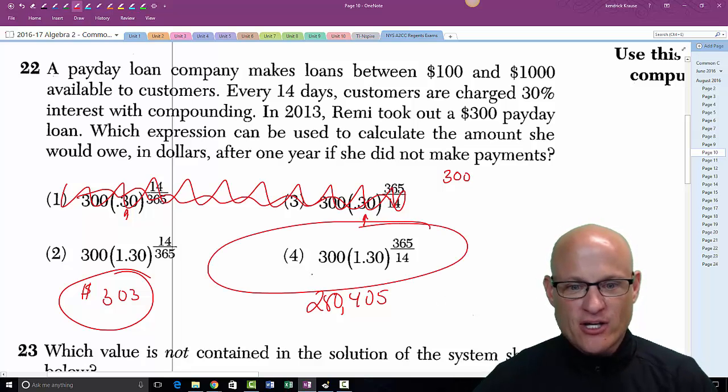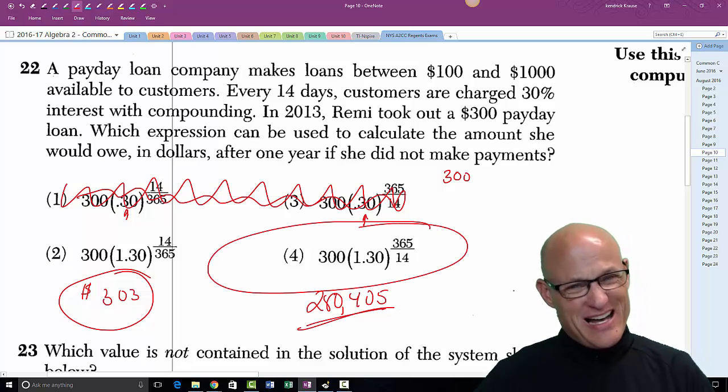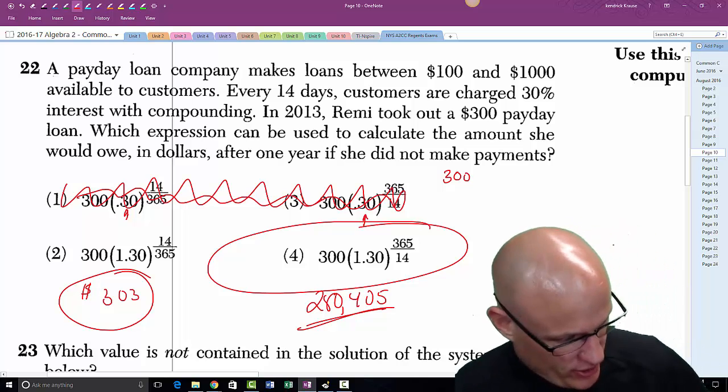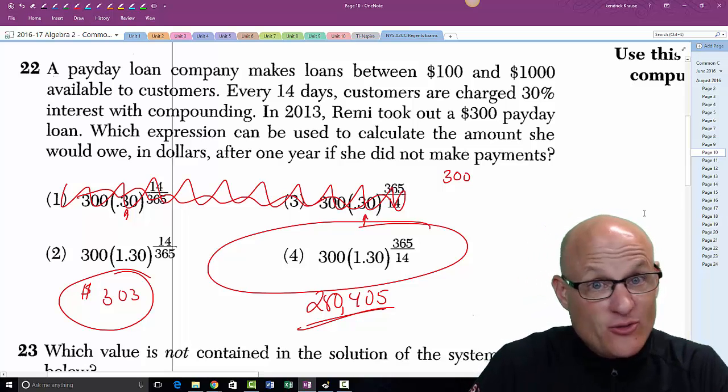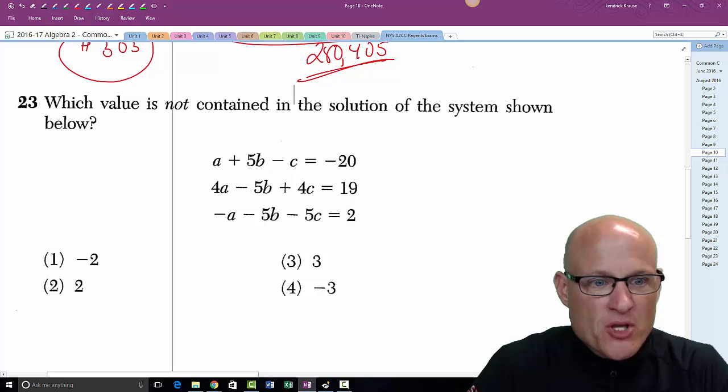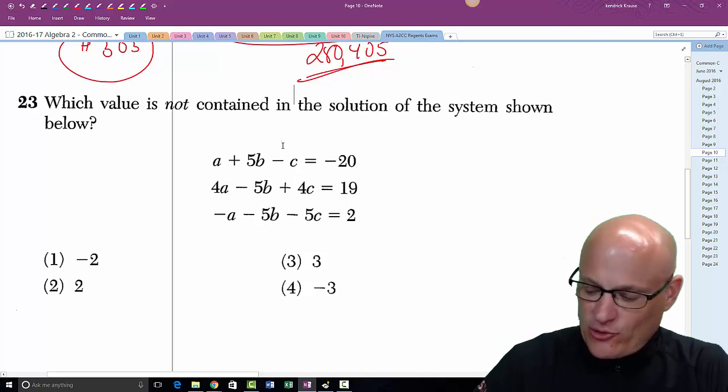This is the answer. But I know that answer is like, what? That doesn't make sense. And if you put the other ones in your calculator, you might get a better-looking answer, but they're wrong. The answer is choice 4. Tough question. Tricky question.